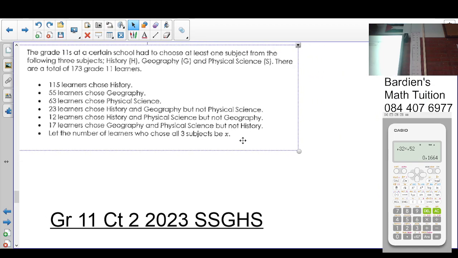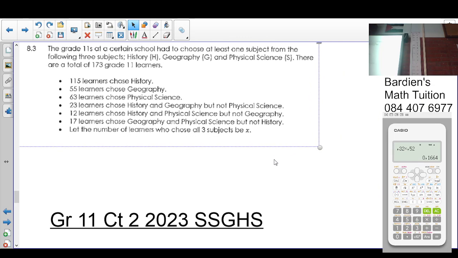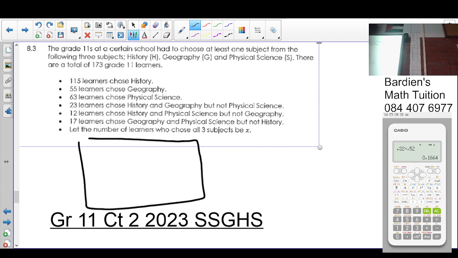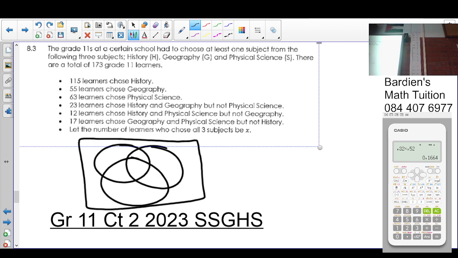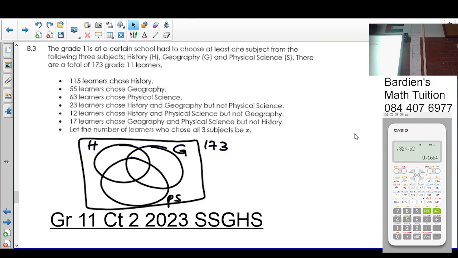Circles. We are told that the grade 11s at a certain high school. Definitely a Venn diagram. Okay, certain high school. They choose at least one subject from the following 3 subjects. Lot of circles here, no? So you have history, geography, and physical science. There are a total of 173 grade 11s. That's your sample space.